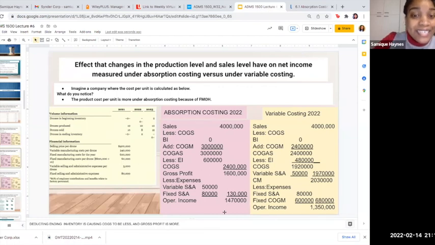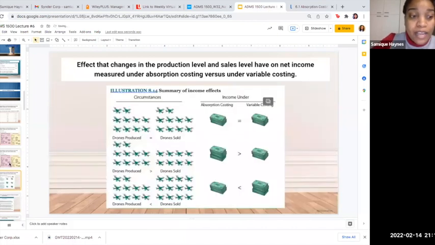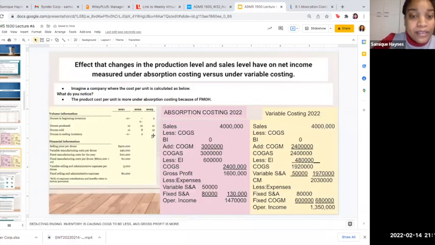So when there is ending inventory, absorption costing's operating income or net income will be higher than the variable costing one. What will happen, and I'm not going to do it for the interest of time, if instead of having ending inventory, we sold more than we produced? For us to have ending inventory, we need to produce more than we sold. If we sold more than we produced, which of these do you think will have the higher income? The variable one. Okay, just the opposite. Does that make sense?